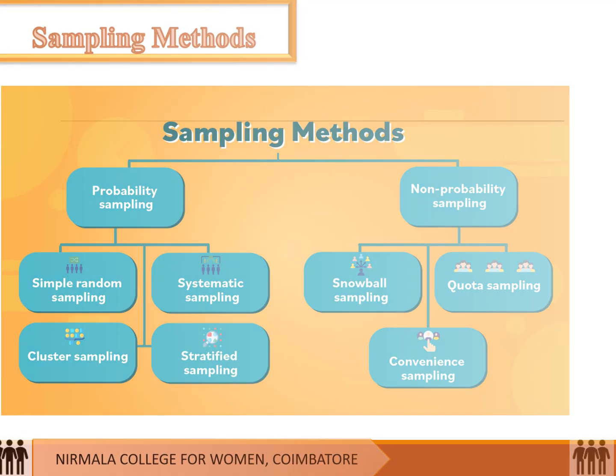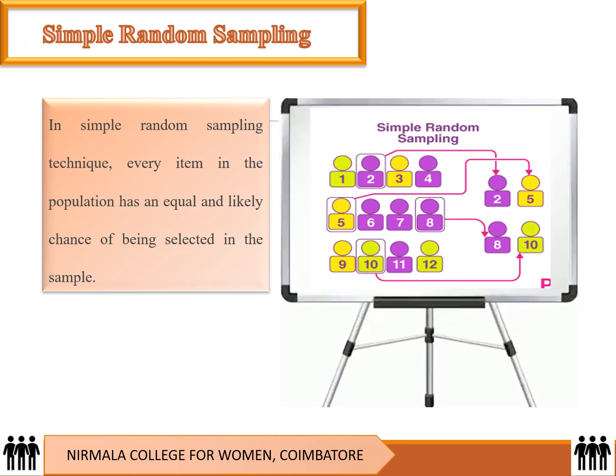So the first method of probability sampling is the simple random method. In the simple random sampling technique, every item in the population has an equal and likely chance of being selected in the sample, and the item selection depends entirely on chance. So this method is also known as the method of chance selection, and moreover, the sample size is large and the item is chosen randomly, so it is also known as representative sampling.